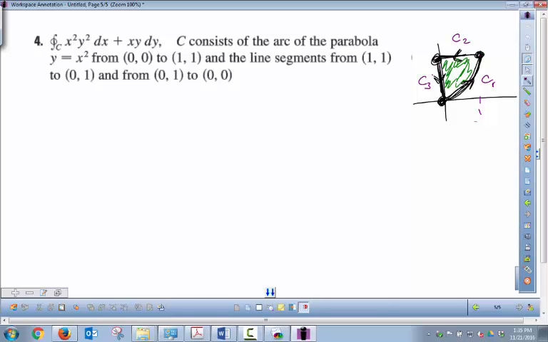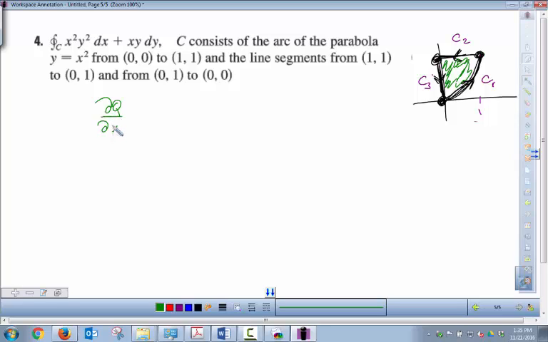Use the formula. So we need the partial of q over partial x minus the partial of p over the partial y. We got our p and q. I want to take the derivative of q with respect to x. So x is a variable, y is a constant.